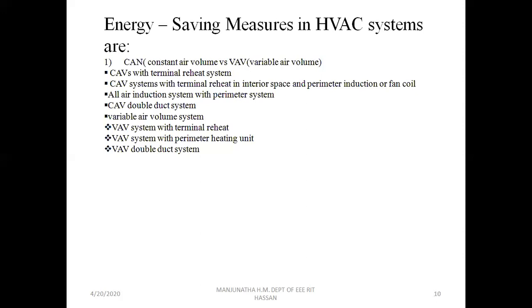The constant volume of the air will be transmitted to all the rooms through the ventilating duct. Suppose the air requirement of the room is lesser than the previous hour, then also it will transmit the same volume of the air. Suppose in the morning at 12 o'clock I need to set the temperature to 20 degrees Celsius.